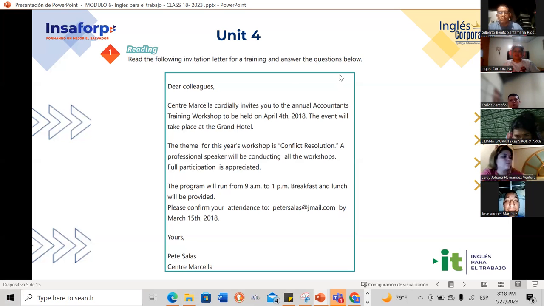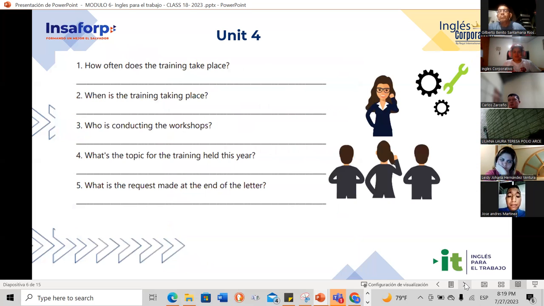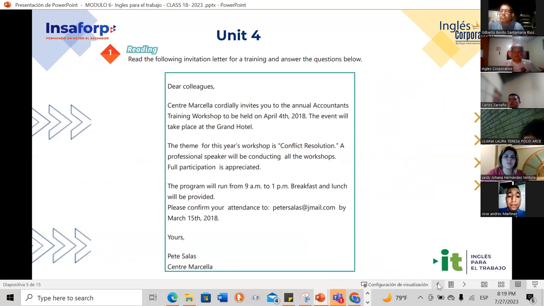Okay, as you can see, this is an invitation letter for training, okay, to a complete group, okay? So, we're going to write a similar invitation, okay, to someone. From yesterday, we were working in that activity, but today we're going to continue, okay? But first we're going to answer these questions about that reading. How often does the training take place? According to the reading. Every year, right?